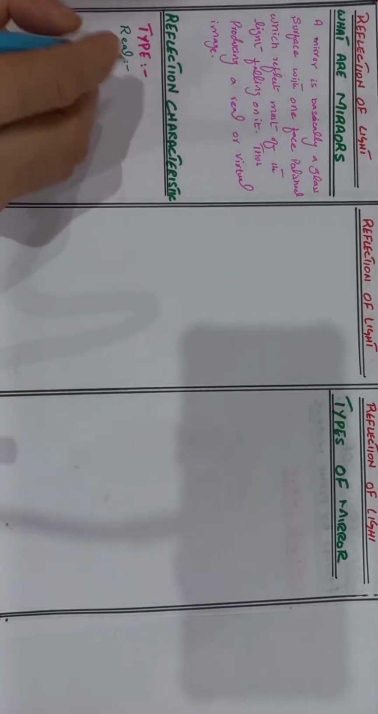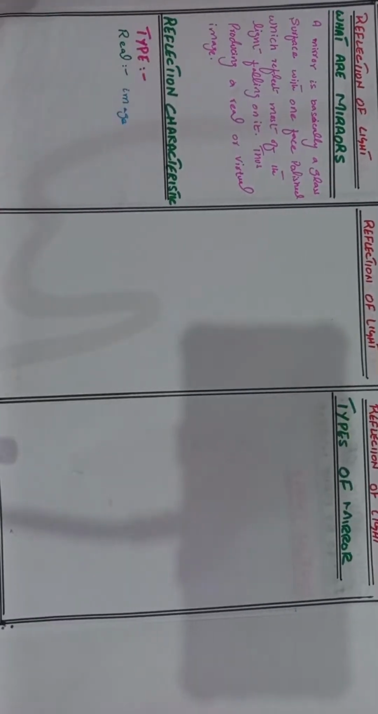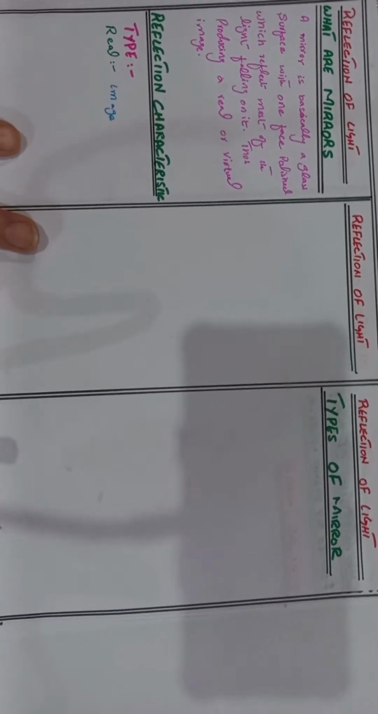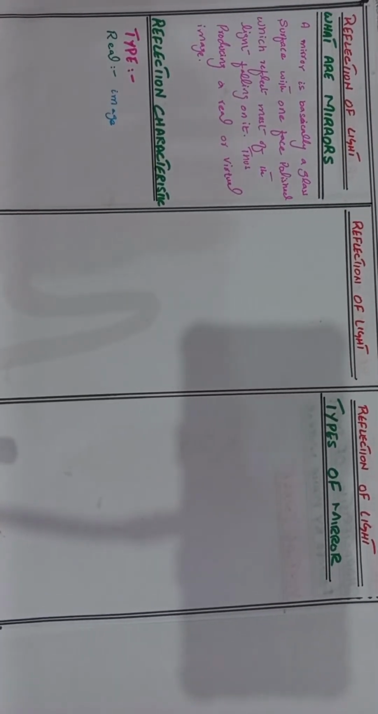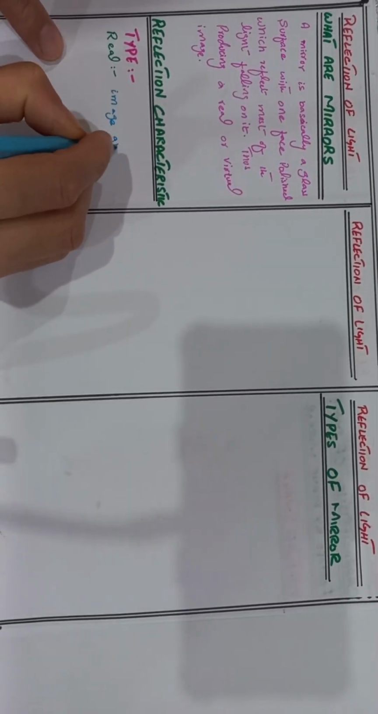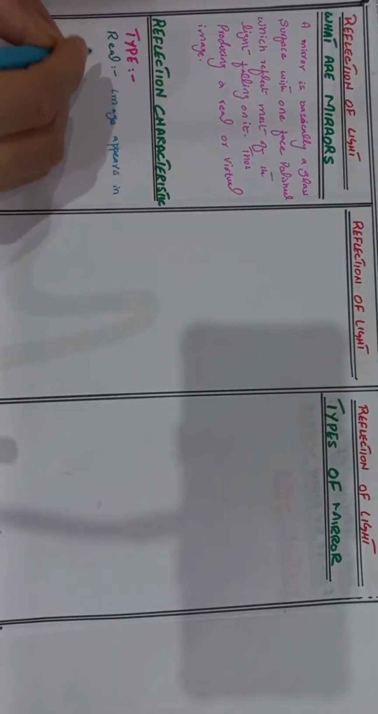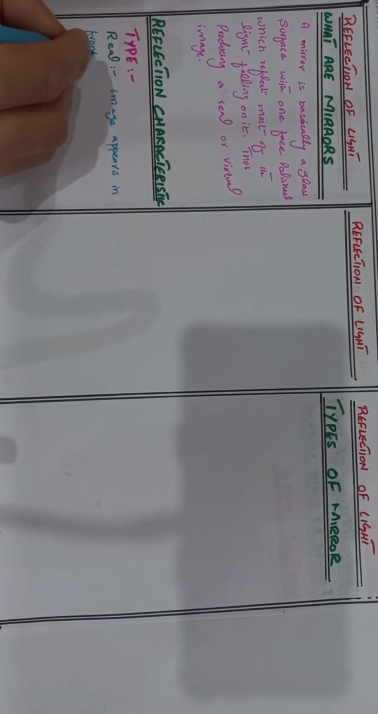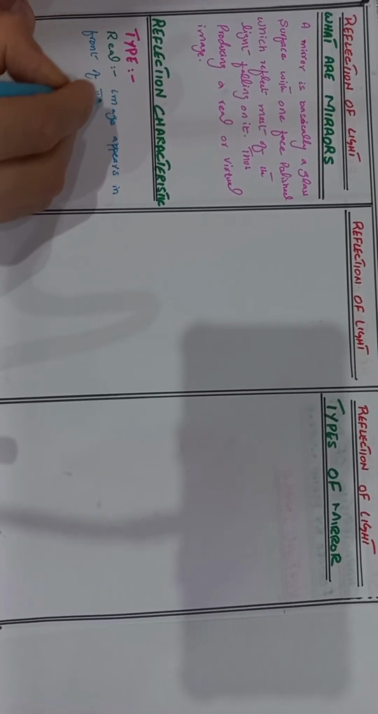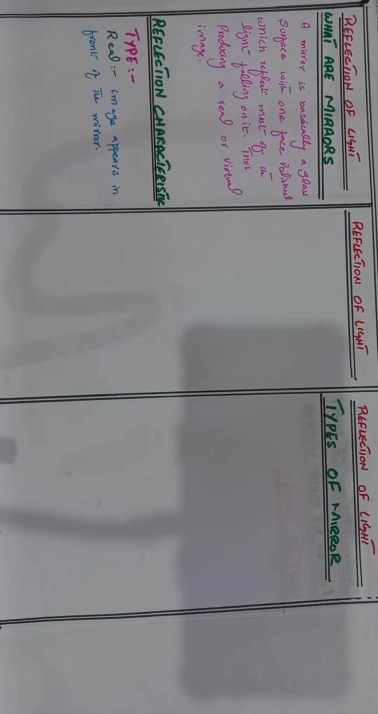So here we write that image appears in front of the mirror, it's called a real image. Now there are two types of images formed. One is the real and the other is the virtual image.